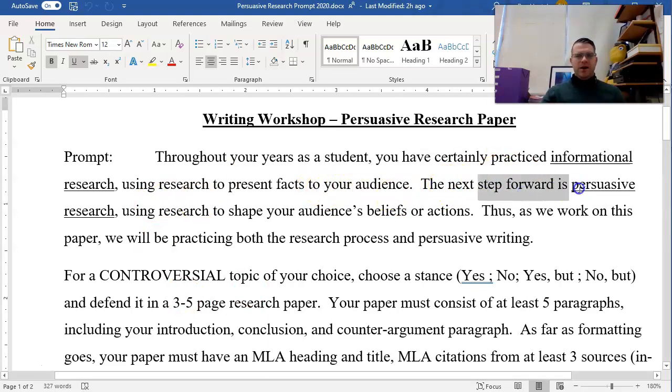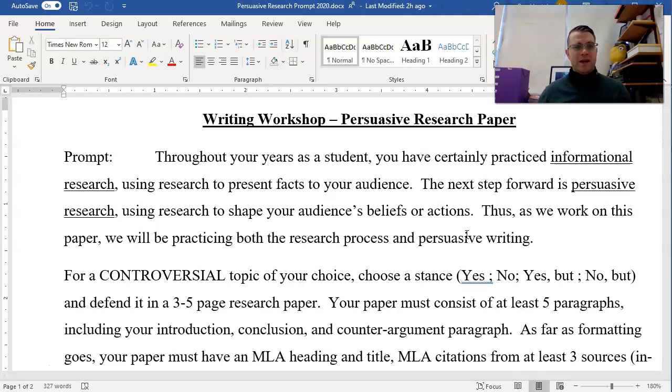Taking a step forward with informational research is persuasive research, which is a little more common in college. This is using research to shape your audience's beliefs or actions. So it could be on a social studies or social sciences kind of level. It's to convince your reader of some kind of political or moral point, or to defend your beliefs, ideas, your opinions. On the science level, it might be convincing your audience that something is a good process to do. For instance, stem cell research, or arguing that the United States should continue exploring space or not. Those are ideas that could be used for persuasive research.